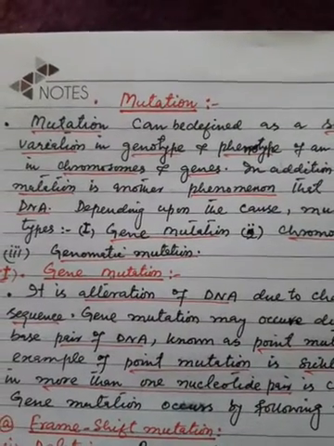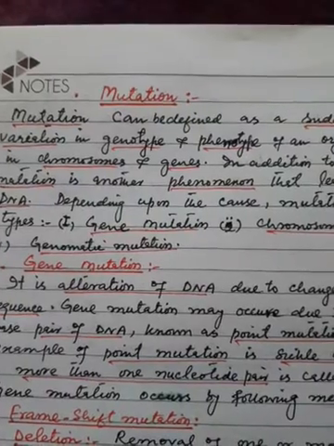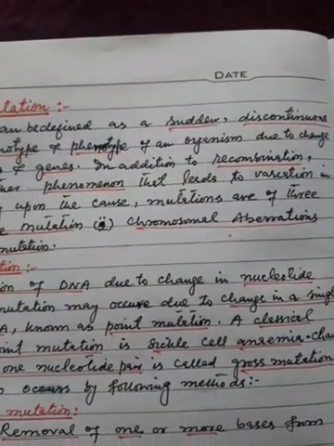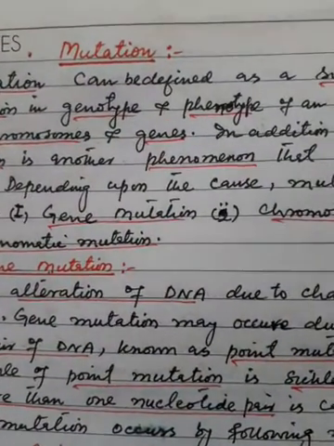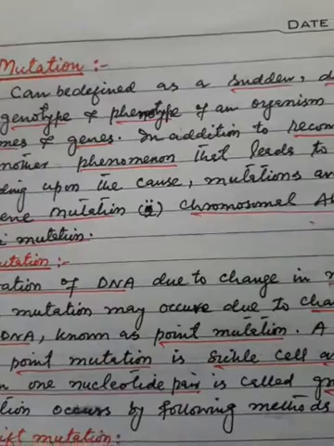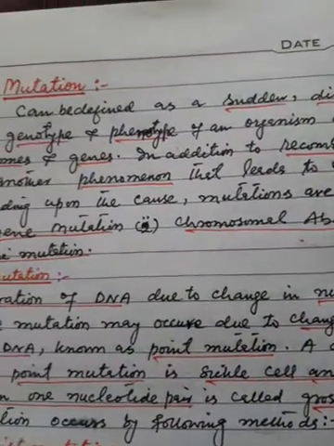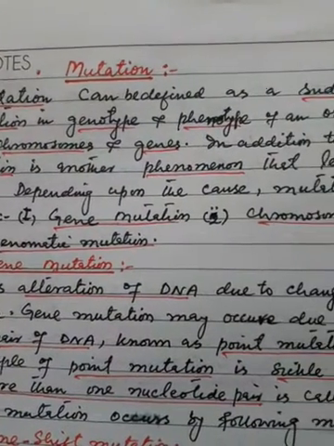Today's offline class is about mutation. What is mutation? Mutation can be defined as a sudden, discontinuous variation in genotype and phenotype of an organism due to change in chromosomes and genes.